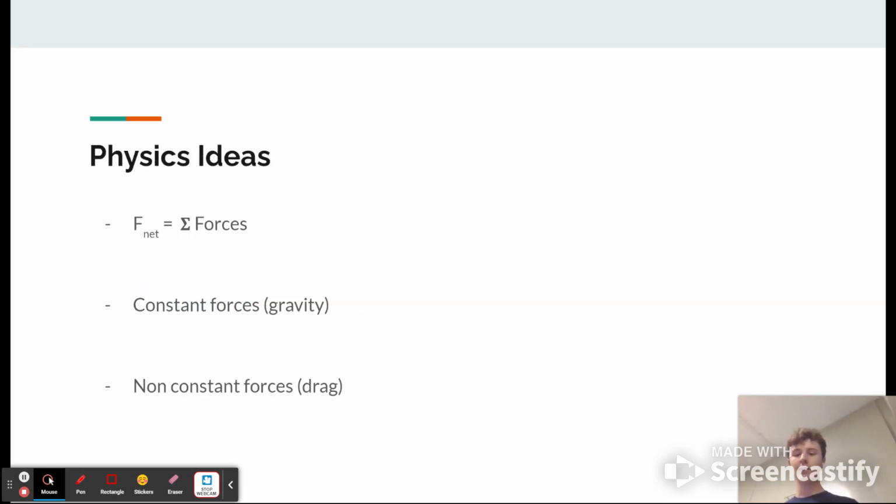The physics ideas, for starters: F net is the summation of the forces, with forces in opposite directions having opposite signs. So when you add up all of the forces, both the positive and the negative, you get the output force, or the net force. We also will discuss constant forces such as gravity, where it's almost always 9.8 and consistent, and non-constant forces like drag that change throughout the operation. Springs are another good example of a non-constant force.